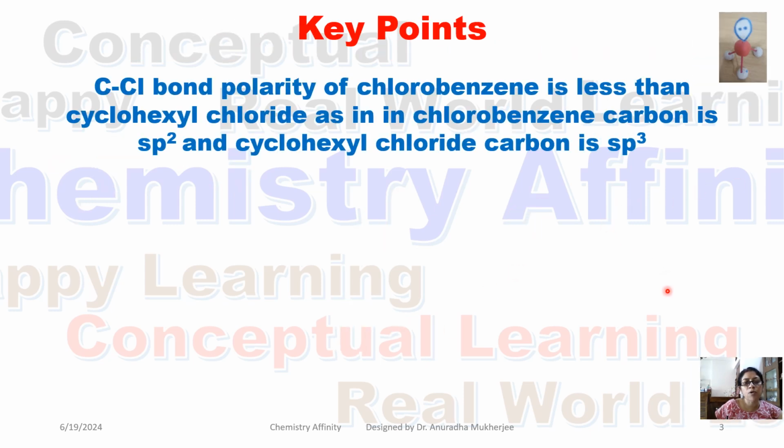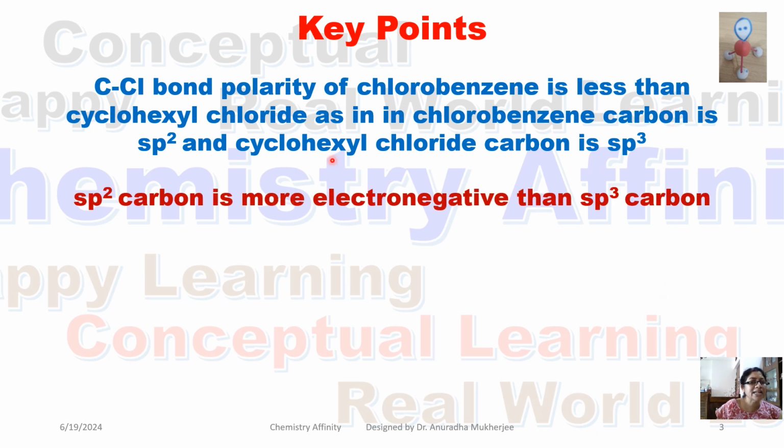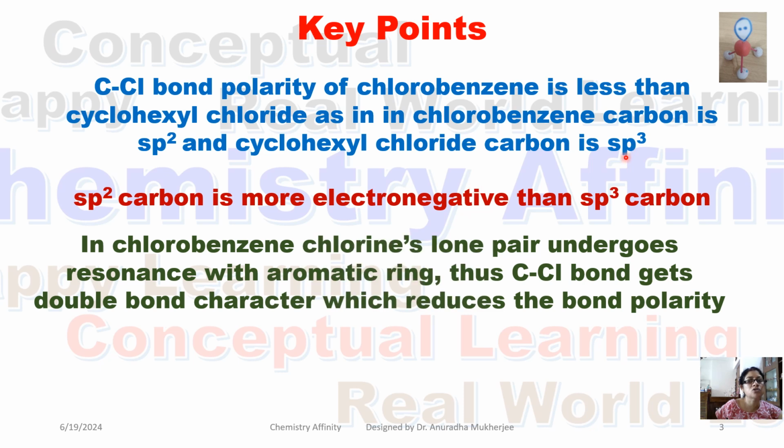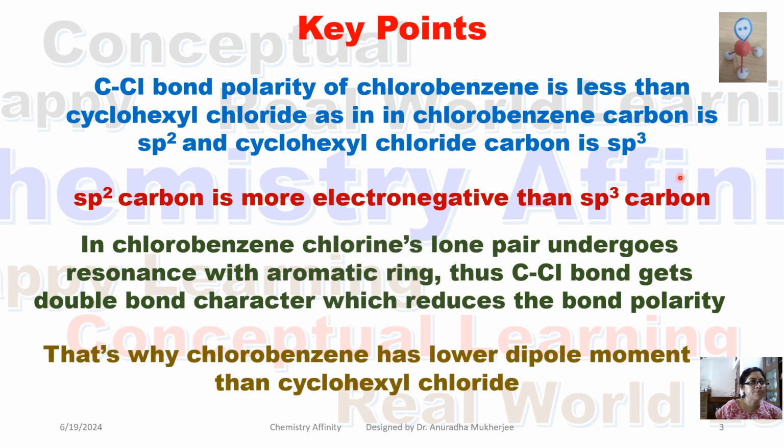So these are the key points. The carbon-chlorine bond polarity of chlorobenzene is less than that of cyclohexyl chloride because in chlorobenzene the carbon is sp2 and in cyclohexyl chloride the carbon is sp3, and sp2 carbon is more electronegative than sp3 carbon, so the carbon-chlorine bond polarity is less. The second point is that in chlorobenzene the chlorine lone pair can undergo resonance with the aromatic ring. That's why the carbon-chlorine bond gets double bond character, which reduces the bond polarity. Due to these two factors, chlorobenzene has a lower dipole moment than cyclohexyl chloride.